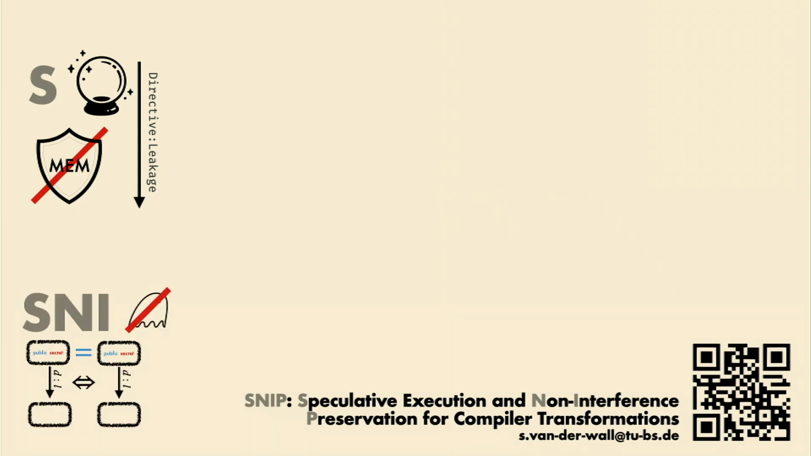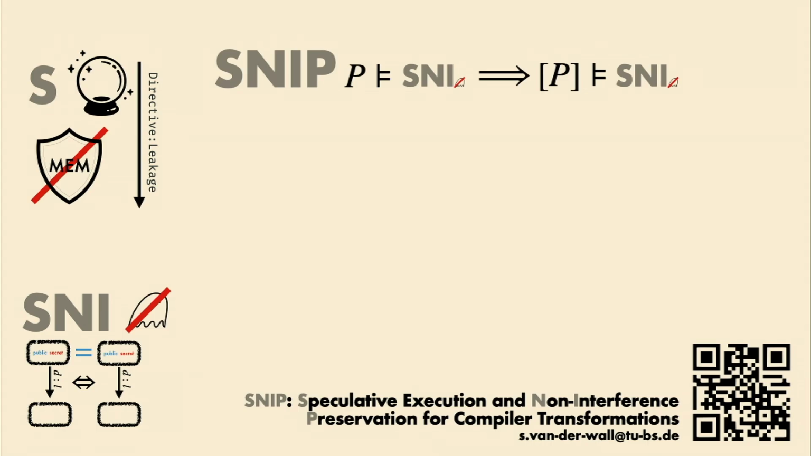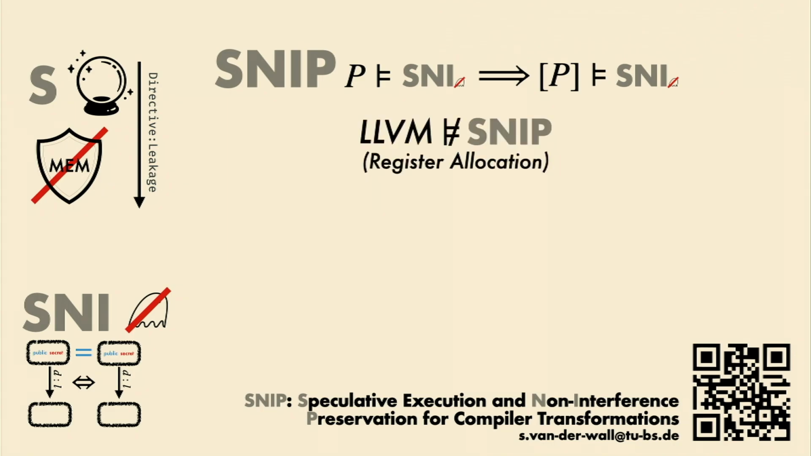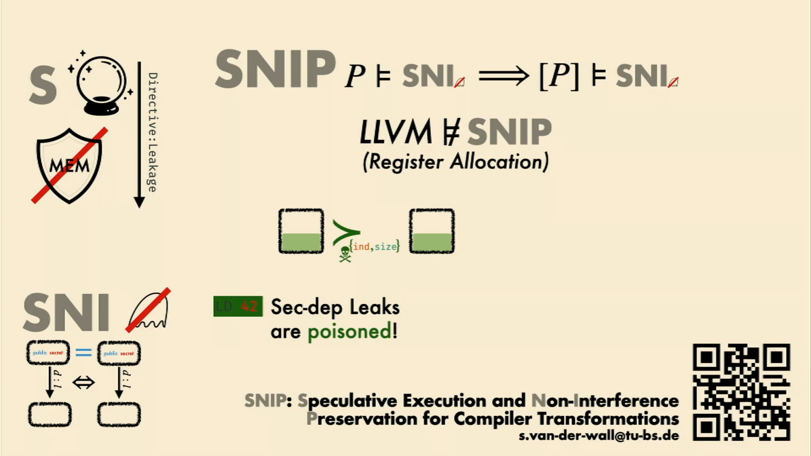We saw SNI as a property that guarantees us that we have no spectral attacks in our code. We saw SNIP in order to define compilers, which will carry SNI from source to target. We saw that register allocation is actually not SNIP. We saw how to recover a simulation relation, even though this would not guarantee us security yet. We saw that in the simulation relation, secret-dependent leaks always are poisoned.